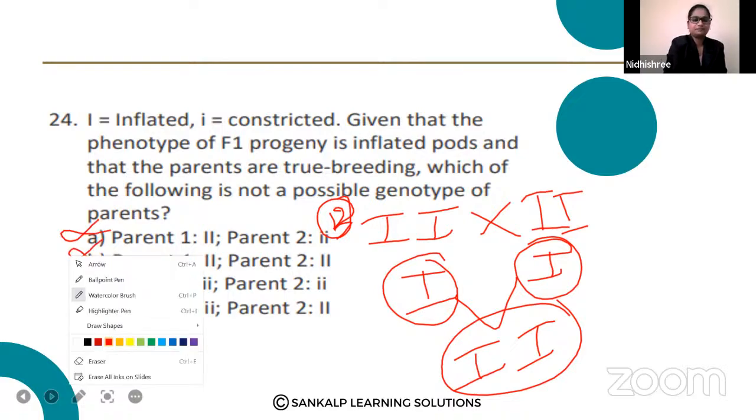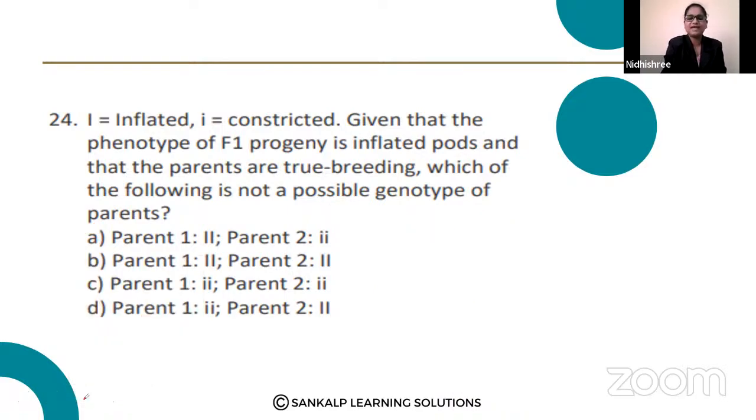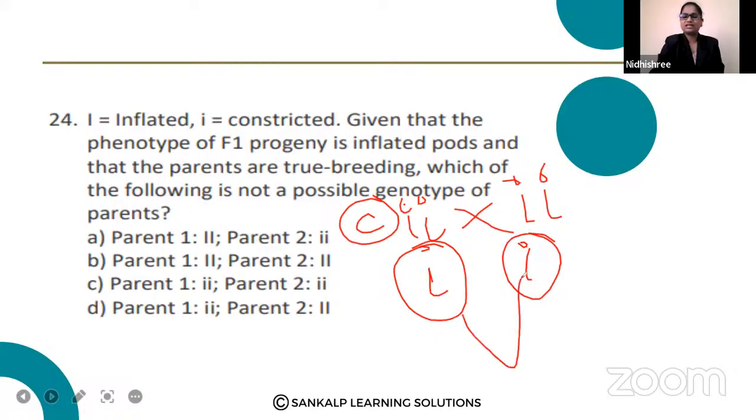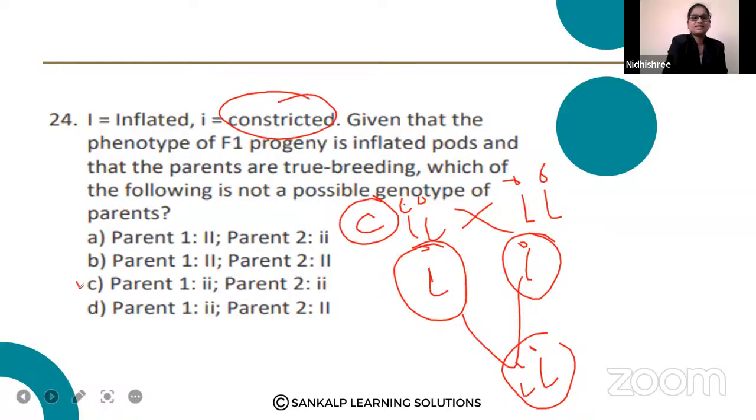In case of option C, parent 1 has small letter i, right? Parent 2, her genotype is also small letter i. When gamete formation occurs, we get small letter i, that is constricted. When fertilization occurs, in the F1 generation we will get small letter ii, so the plants will be having constricted shape, right? So that is why option C is the right answer.